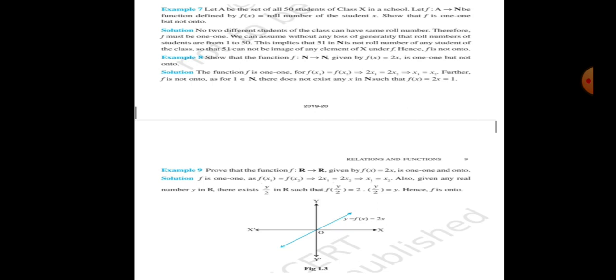That means every different element of the domain has a distinct image. So they are having distinct images, then it is 1-1. But now for onto, what do we need? We need the whole codomain to be related to some element of the domain.